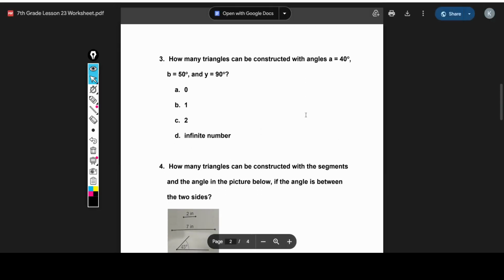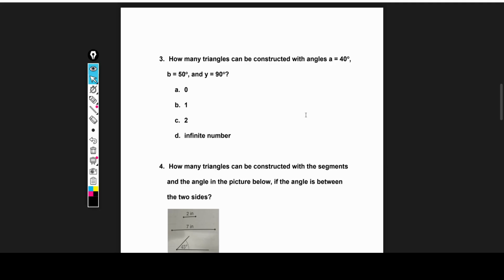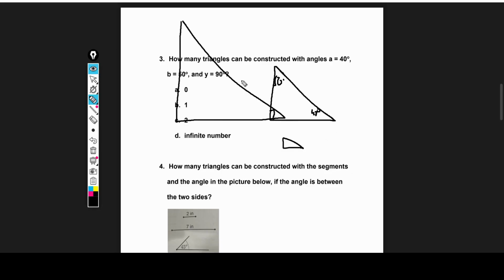Alright, to the next question. How many triangles can be constructed with angles 40, 50, and 90 degrees? So triangles have the rule where if you add up the angles, they must add up to 180 degrees. So if we check that for this triangle, 40 plus 50 plus 90 is 180. So that checks out. So then what kind of triangles can we make? This is like a 40-degree angle. This is a right angle, 90 degrees, and this is a 50-degree angle. But we don't know the lengths of any of the sides. And in fact, we can make a small version, we can make a really big version. So there's like all sorts of triangles we can make. So there'll be an infinite number of triangles.